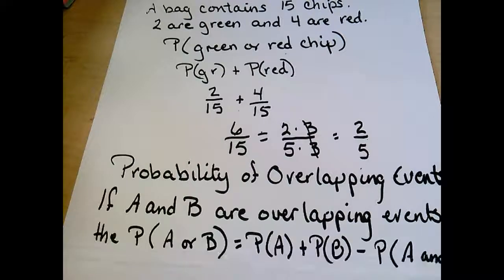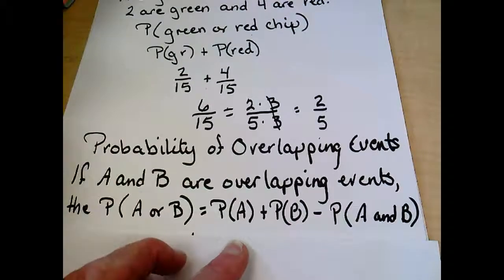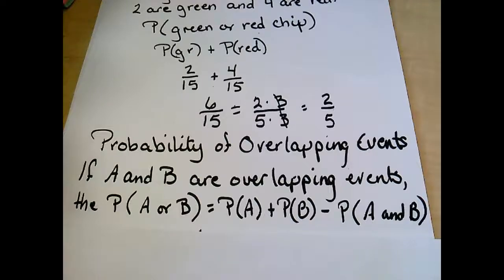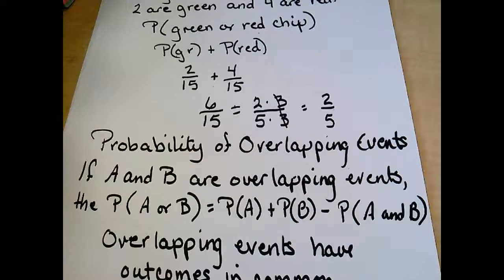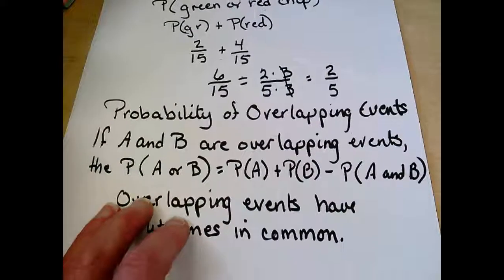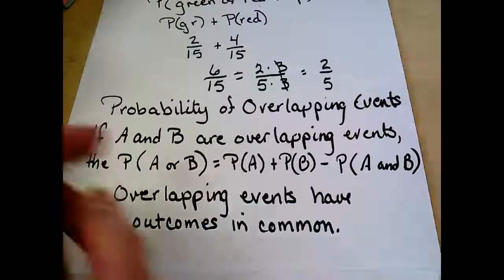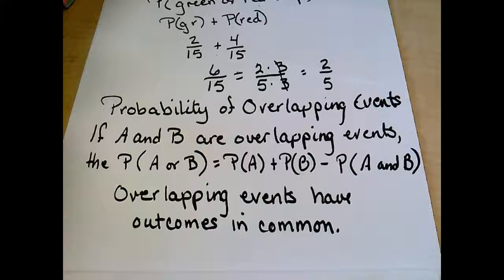If you have the probability of overlapping events, what that means is if A and B are overlapping events, the probability of A or B is equal to the probability of A plus the probability of B minus the probability of A and B. So it's written differently from the mutually exclusive, so you have to see if they overlap. Overlapping events always have an outcome in common. And so when they overlap, you need to do the subtraction of that overlap.